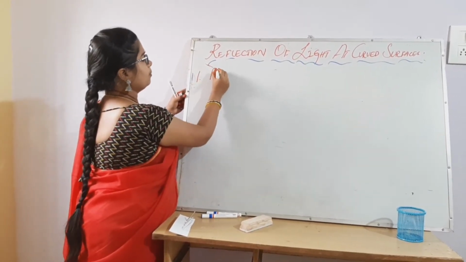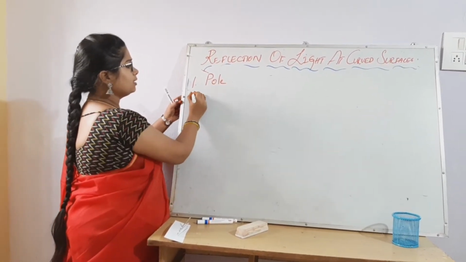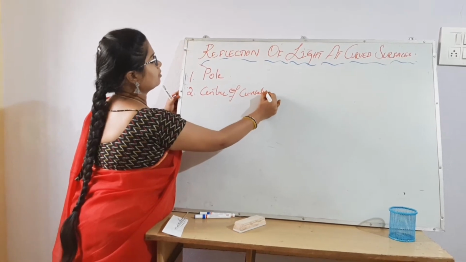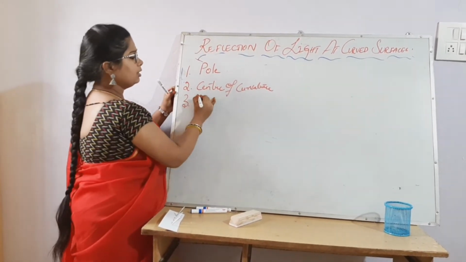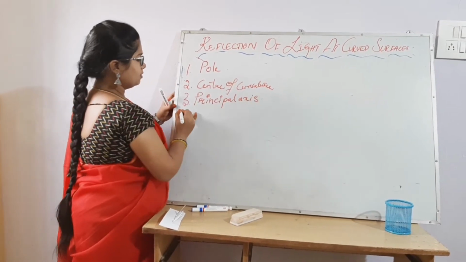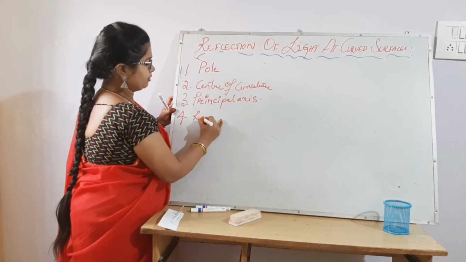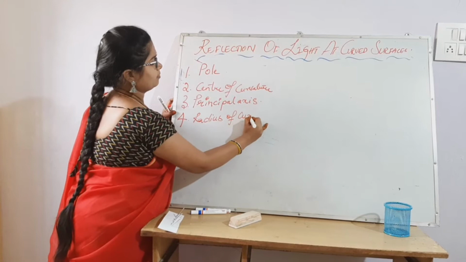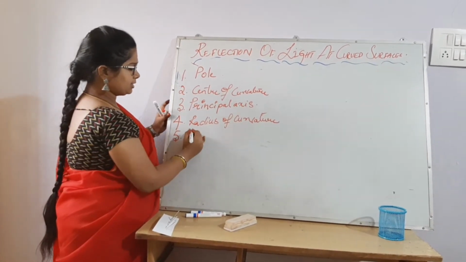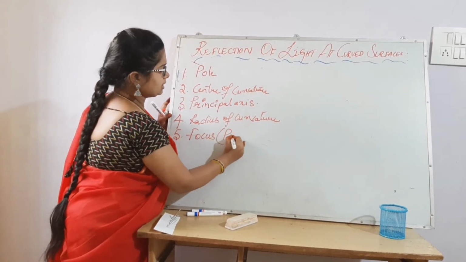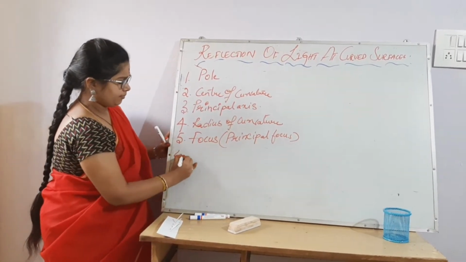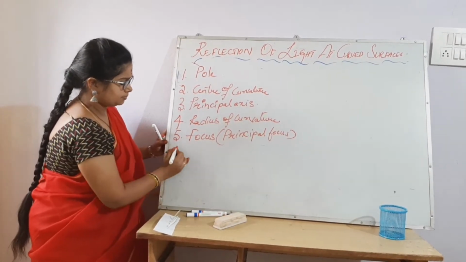First one, pole. Second one, center of curvature. Third, principal axis. Fourth, radius of curvature. Fifth, focus or principal focus. And sixth is focal length.